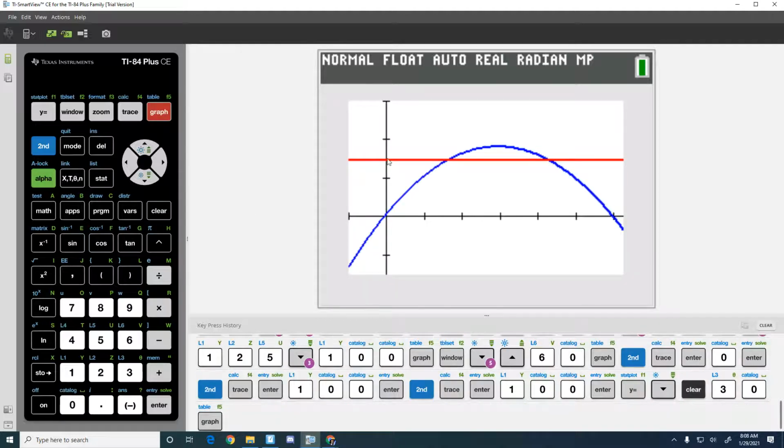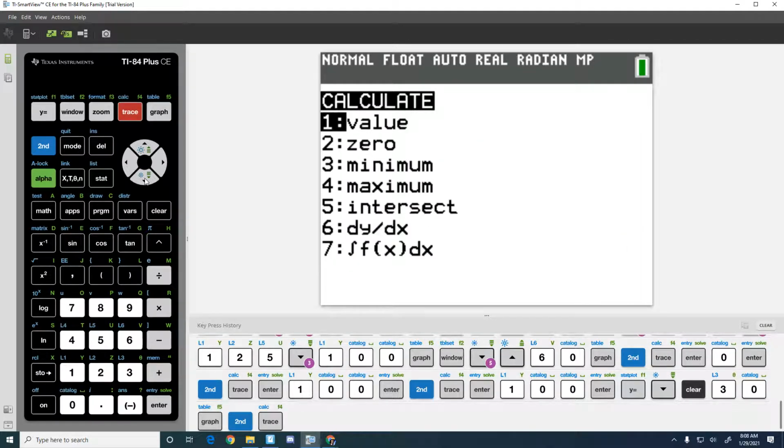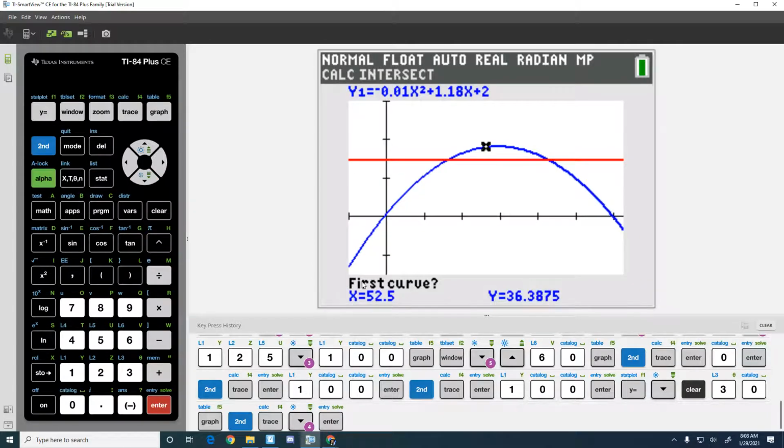So I hit graph, and there's a line that hits it. And how many times will the ball be at a height of 30? 2 different times, right? Once going up, and then again when it comes back down. So what do I use to find this? Do you remember what option we choose? Yeah, we just want to find the intersection point. So let's practice doing that again. Second trace, go down to intersect, hit enter.